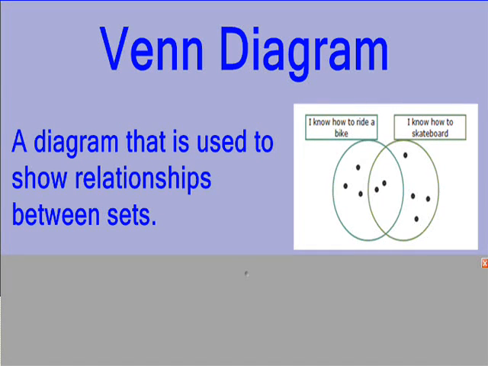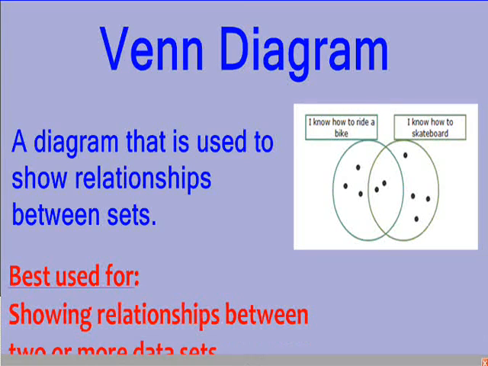A Venn diagram is a diagram that is used to show relationships between sets. Look at the example at the right. Notice that there are two circles with dots. One circle shows I know how to ride a bike. The other circle shows I know how to skateboard. The two people in the middle, in both circles, know how to ride a bike and how to skateboard.